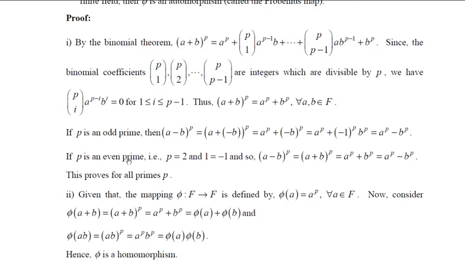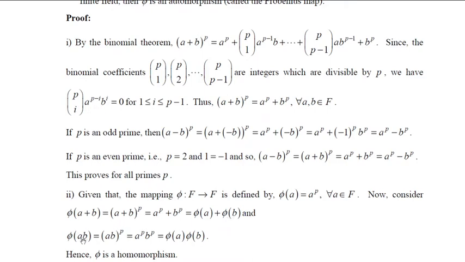So for all a and b coming from field F, the image of a plus b under the mapping phi is given by (a plus b) whole to the power of p by this definition. But just now we have proved (a plus b) whole to the power of p can be written as a to the power of p plus b to the power of p. But what is a to the power of p? It is phi of a, plus phi of b. So the first condition of homomorphism is satisfied.